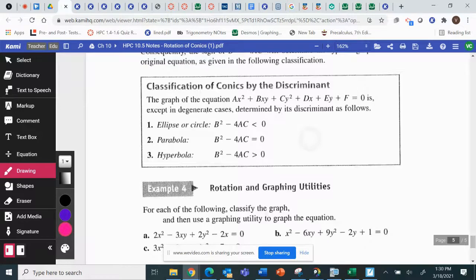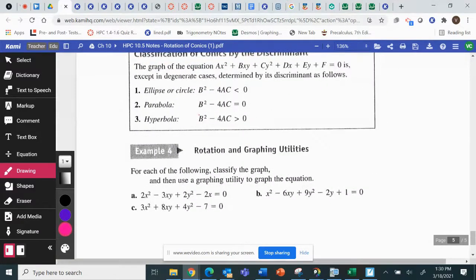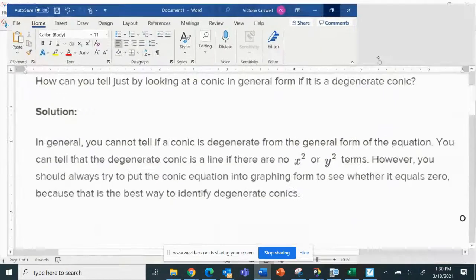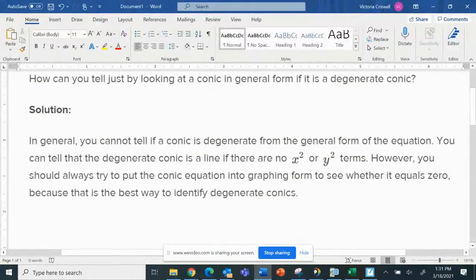And I was reading about degenerates. There's not a lot in our book about it, so I was Googling. I hopefully left it open. I copied something. Oh, I pasted it so it was bigger. One moment. How can you tell by just looking at it if it's a degenerate conic? You can't. Is what it says.